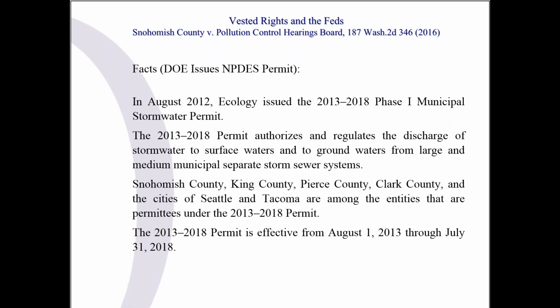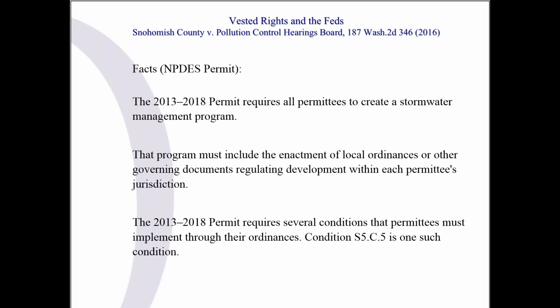So in August of 2012, pursuant to requirements of the Clean Water Act, the Department of Ecology, our state ecology, issues their 2013 through 2018 Phase 1 municipal stormwater permit. And this permit authorizes, and also regulates, the discharge of stormwater to surface waters and the groundwaters from large and medium municipal separate storm sewer systems. The Phase 1 applies specifically to Snohomish County, King County, Pierce County, Clark County, and cities of Seattle and Tacoma. So these are the big players on the western side of the mountains. And that permit is effective from August 1st, 2013 through July 31st, 2018.